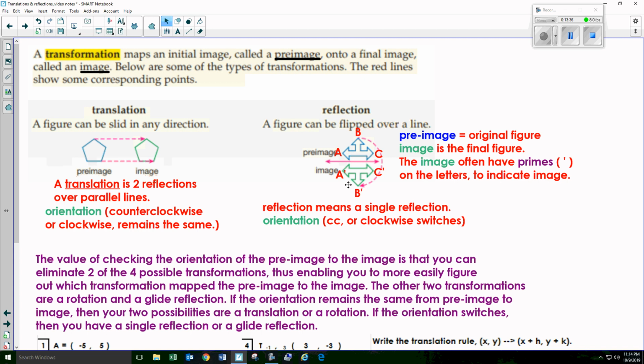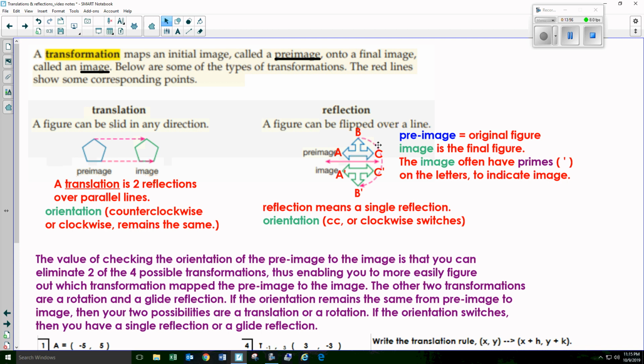So every time you do an odd number of reflections, either 1 or 3, where 1 is just called a reflection and 3, which we just looked at on the last page, is called a glide reflection, it's going to switch orientation. That's why it says switches right here. The orientation switches. So it's clockwise and then went to counterclockwise. It doesn't always have to start clockwise.